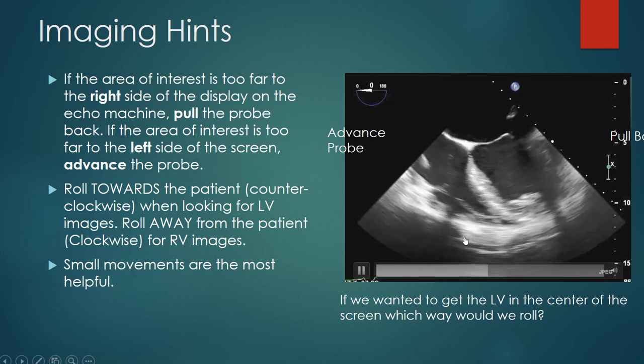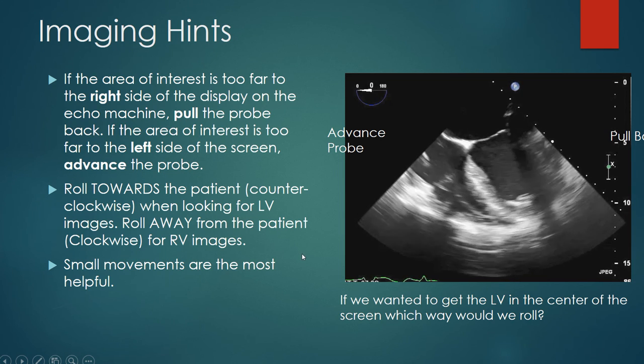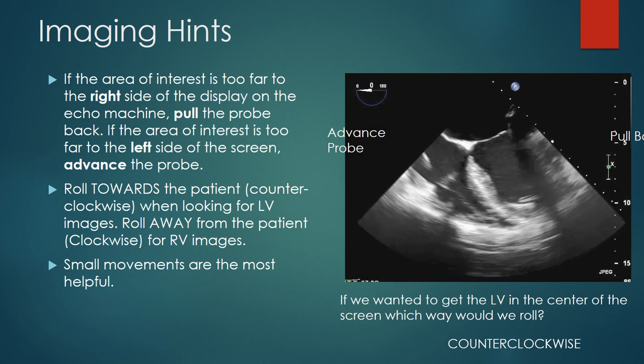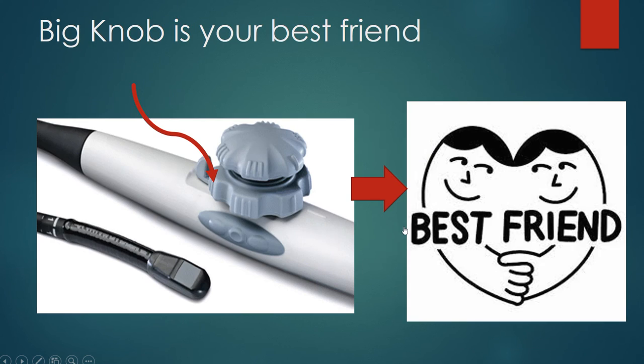and we would counterclockwise. RV structures, you're going to clock, and so often small movements are helpful in these situations. So again, we're going to counterclock to get the LV in the center of the screen. So just remember, as fellows, the big knob is your best friend. Most fellows are not comfortable using the big knob.